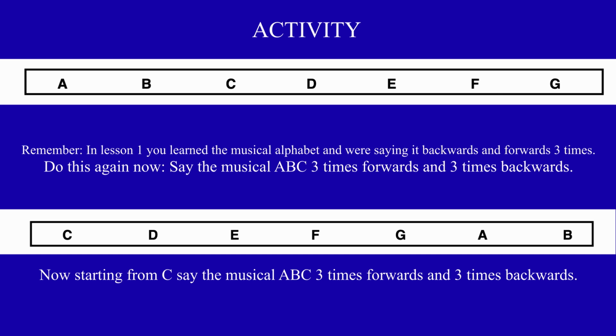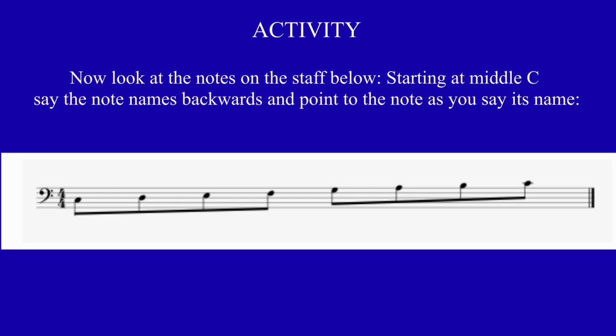Activity. Remember, in lesson 1 you learned the musical alphabet and we said it backwards and forwards 3 times. Do this again now. Say the musical ABC 3 times forwards and 3 times backwards. Now, starting from C, say the musical ABC 3 times forwards and 3 times backwards. Now look at the notes on the staff below. Starting at the middle C, say the note names backwards and point to the note as you say its name.